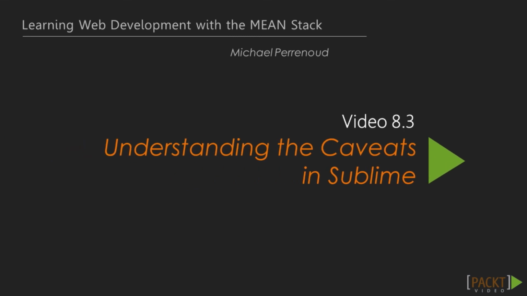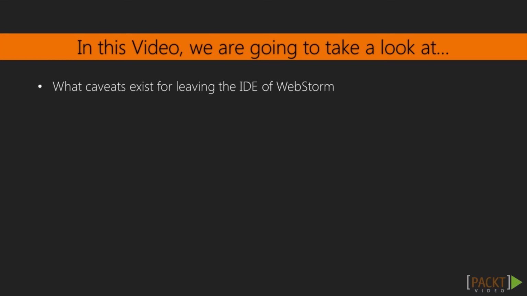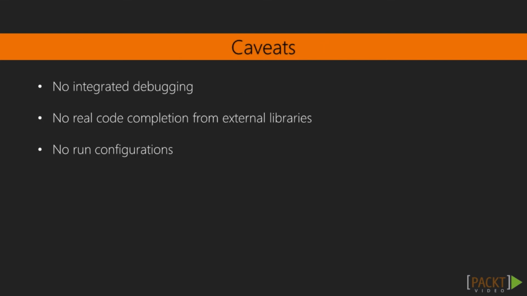Welcome to the last video of this course. This is the third video in this section, and in this video we will be covering what caveats exist for leaving the comfort of the IDE of WebStorm to use something like Sublime. Now, this is going to be pretty straightforward. Some of the caveats that exist are, there is no integrated debugging, no real code completion for external libraries, like custom scripts that you write.